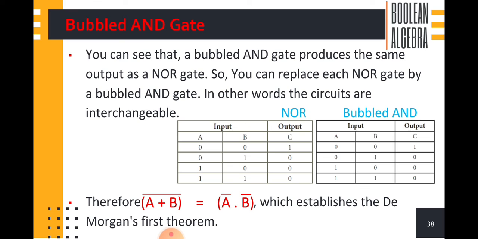Okay, so therefore A plus B the whole bar equals A bar dot B bar, which establishes De Morgan's first theorem. De Morgan's law we studied in 10th standard, no. What is De Morgan's first law? A plus B the whole complement equals A complement into B complement. So these truth tables satisfy De Morgan's first theorem. Okay, in this class we discussed the bubbled AND gate and the NAND gate. Thank you, students.